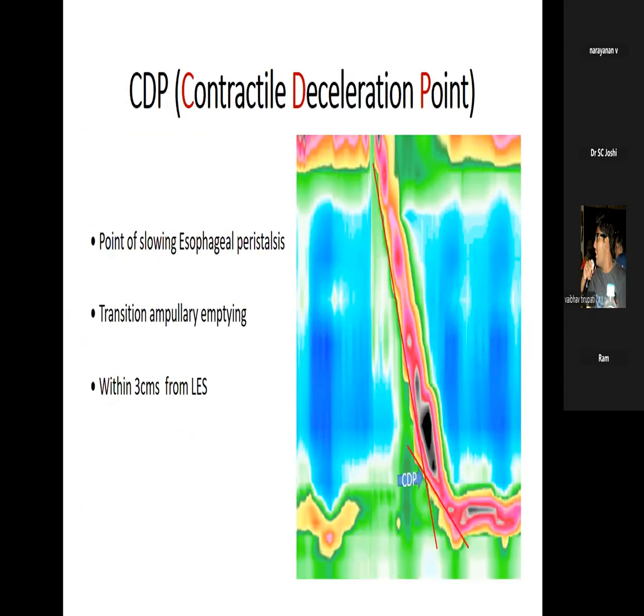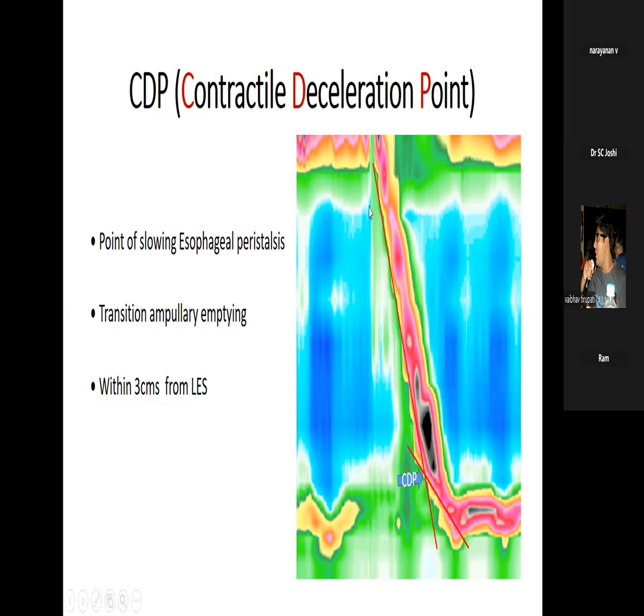So then, this important point of contractile deceleration point, or CDP. What is CDP? It is the point at which the esophageal peristalsis slows to reach the ampulla at the lower end of the esophagus. Yes, just like the rectal ampulla, there is also an esophageal ampulla. This receives the food material and tells the LES that, look, food is coming or water is coming, you have to relax. So that is the point of transition. Chicago wants us to report this within 3 centimeters of LES.